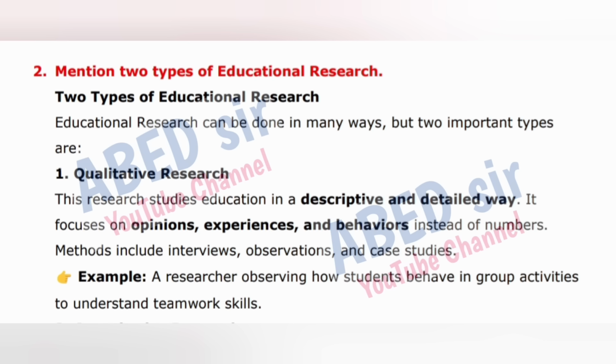Next important short question is: 2. Mention 2 types of educational research. Educational research can be done in many ways, but 2 important types are: 1. Qualitative research. This research studies education in a descriptive and detailed way. It focuses on opinions, experiences, and behaviors instead of numbers. Methods include interviews, observations, and case studies. Example: a researcher observing how students behave in group activities to understand teamwork skills.